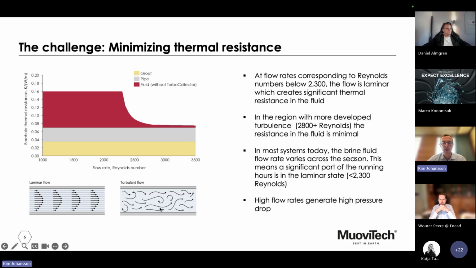If we increase the flow rate enough, these layers start to break up and we have a much more turbulent flow. And that means that we will have a better heat transfer and a more convective heat transfer.